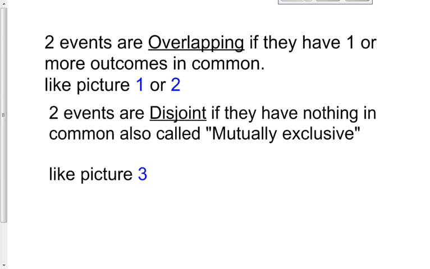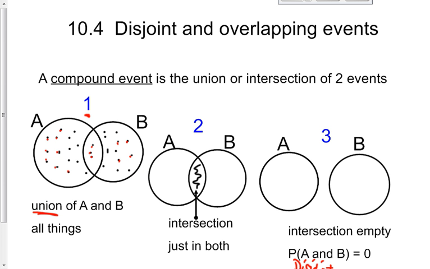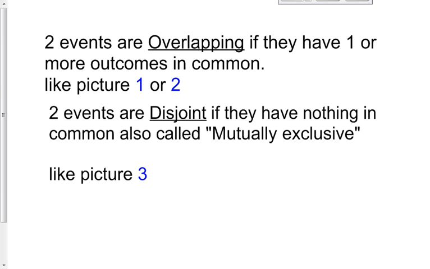Two events are overlapping if they have one or more outcomes in common. Pictures 1 and 2 show events that are overlapping. Here again are your pictures number 1 and 2. A and B overlap, so here's where they have something in common. In picture number 2, circles A and B overlap, and again, here's where they have something in common. So that is called overlapping.